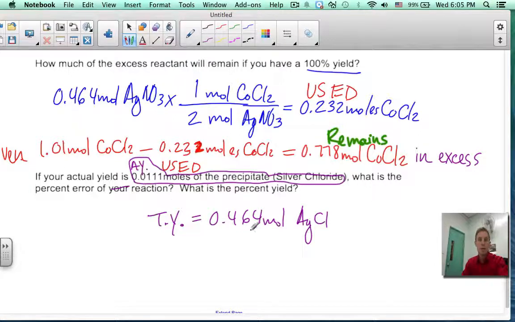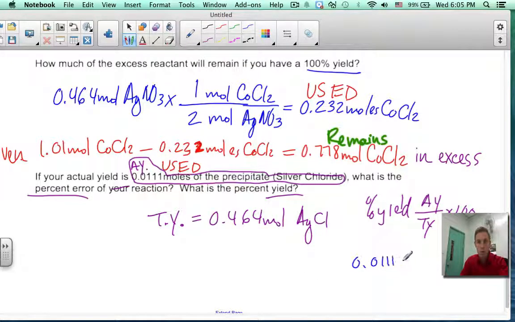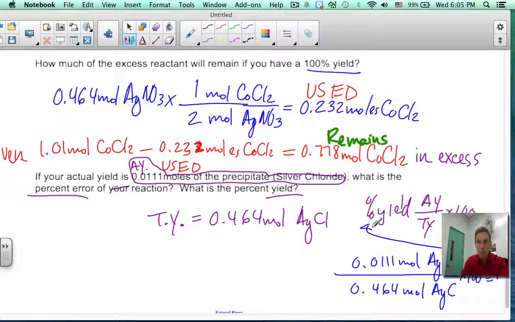So now we're going to find the percent yield. That's very easy, and the percent error. The percent yield is your actual yield over your theoretical yield times 100. So I just take my actual yield, 0.0111 moles of silver chloride, and divide it by my theoretical yield, 0.464 moles of silver chloride. Multiply by 100, and it will equal my percent yield. It's a very, very small yield: 0.0111 divided by 0.464, times 100, I get 2.39% yield. So I only made 2.39% of what I thought I was going to make. That is my percent yield.